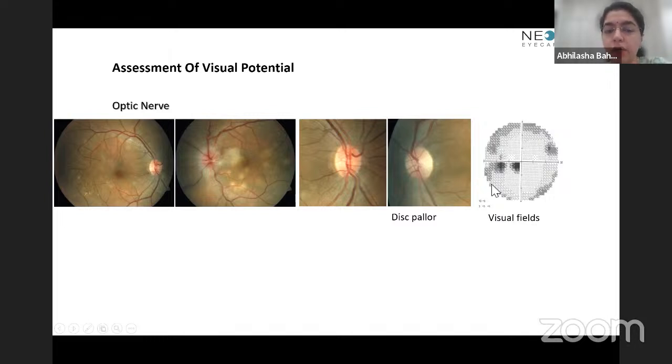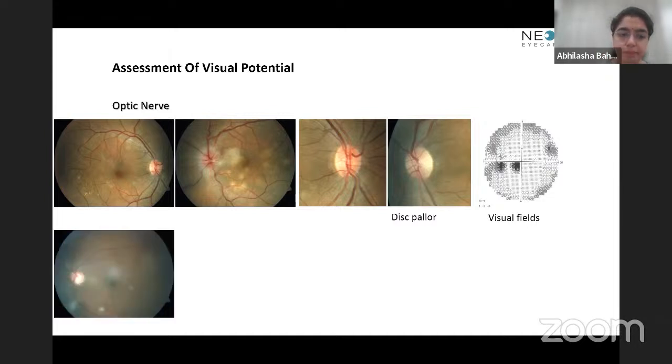So now you can give the prognosis to the patient. It's very important to assess the visual potential, look at the optic nerve, and if possible, get a visual field done and inform the patient that there is a scotoma in your visual field which will persist after cataract surgery. Now, this is another case, sorry.